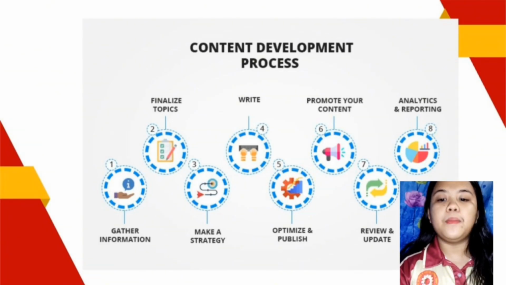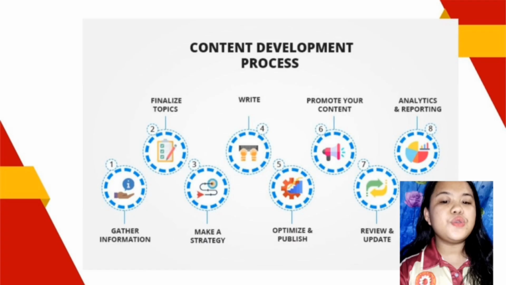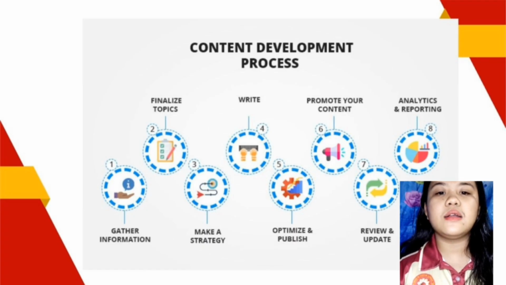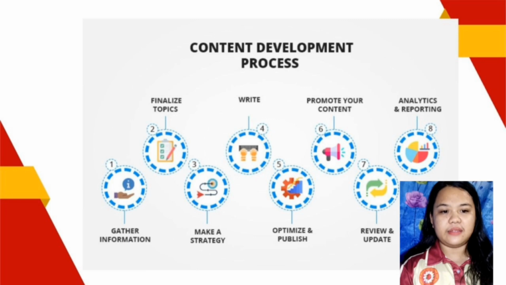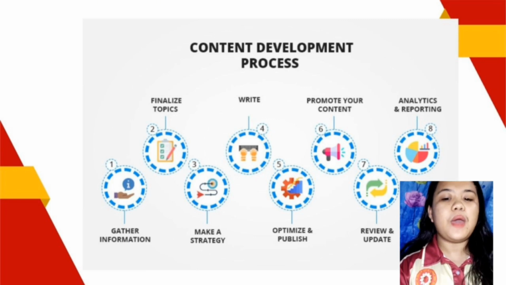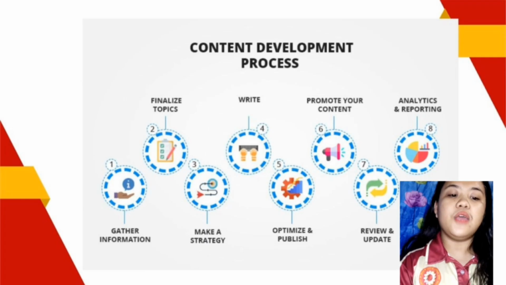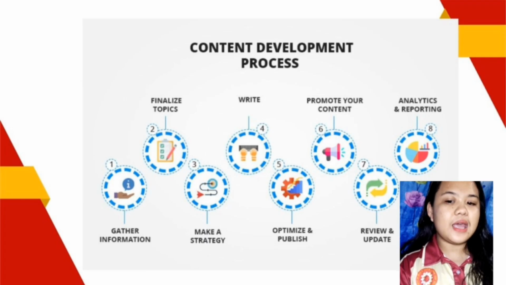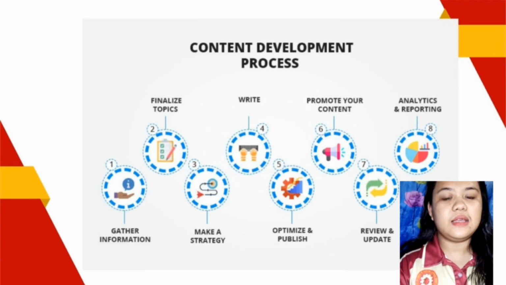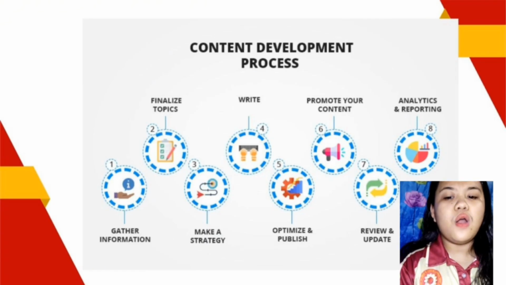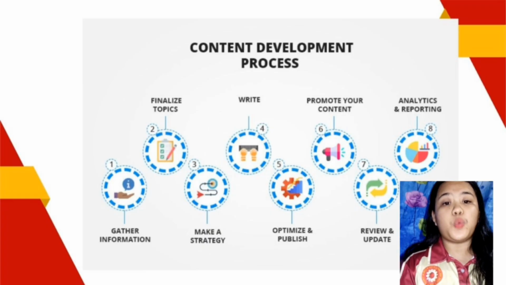Sixth step, promote your content. Tell others about it so more people can see it and check the content. Seventh step, review and check the content and improve or update it if needed. And last step, we have analytics and reporting. Look at the results, like feedback, on how your content performs or to see if it works well.